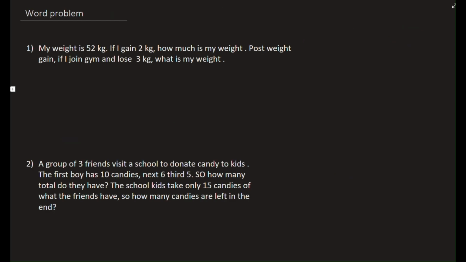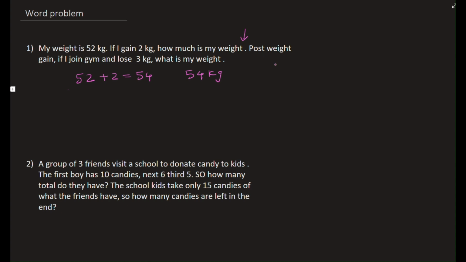Next I do a word problem on addition and subtraction. So the first problem is, I read it out. My weight is 52 kg. If I gain 2 kg, how much is my weight? So up till here I will solve the problem first. So initial weight is 52 and I gain 2 kg. So it is 52 plus 2 equals 54. 54 kg is the new weight.